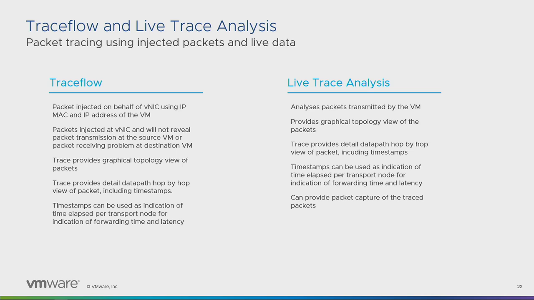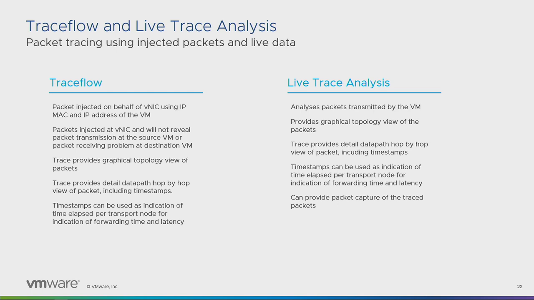Remember the previous chart where I showed you the filter points inside ESX? Live traffic analysis will show you multiple hops inside ESX to tell you what is happening to your packets. The only difference between trace flow and live traffic analysis is that trace flow looks at packets injected by the feature, while live traffic analysis looks at live traffic. So in order to use LTA, you have to know what traffic is running.